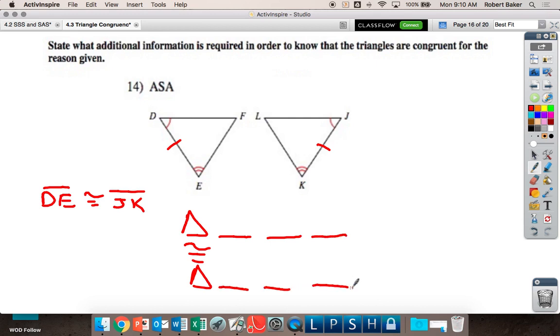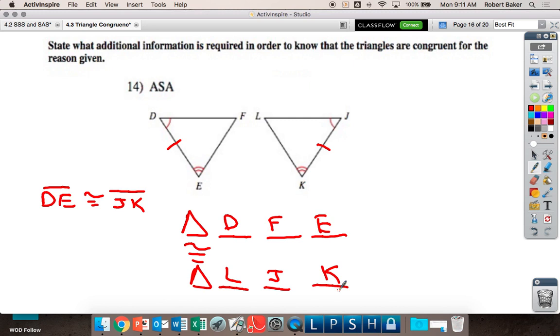Who wants to give this one a shot? DFE. That goes from 1 to blank to 2. Then 1 to blank to 2 would be LJK. Careful, they were flipped. You see how I started at the 1 and I went to the blank and I went to 2? I have to do the same thing here. 1, blank, 2. That keeps them in the correct order.